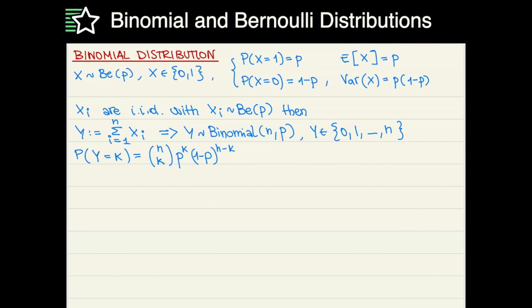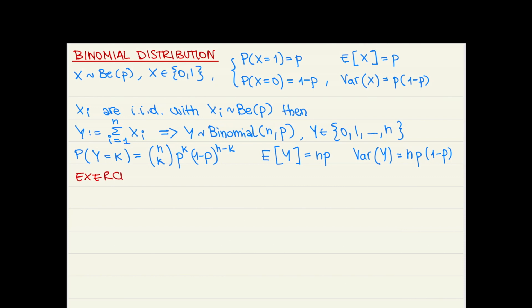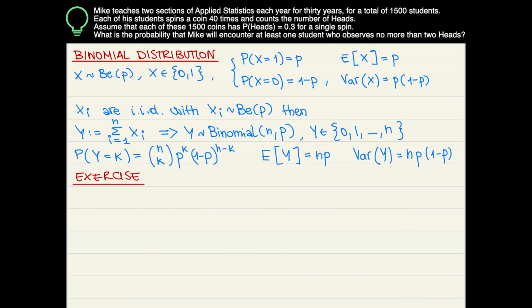It's easy to get the expectation and variance of the binomial distribution. This is just a sum of independent Bernoulli random variables, and therefore its expectation is n times p, that is n times the expectation of a single Bernoulli random variable, and its variance is n times p times 1 minus p, which is n times the variance of a single Bernoulli random variable. Let's look at an exercise on the binomial distribution.